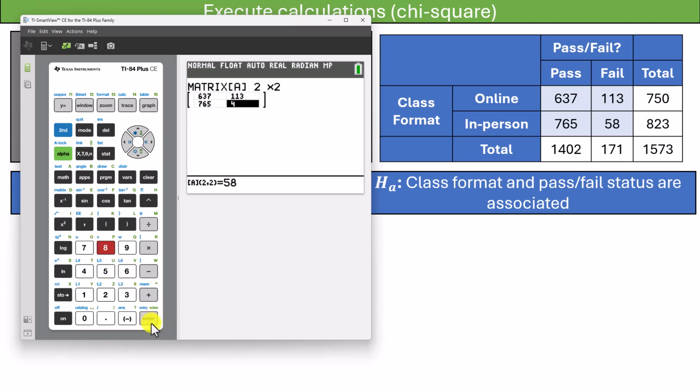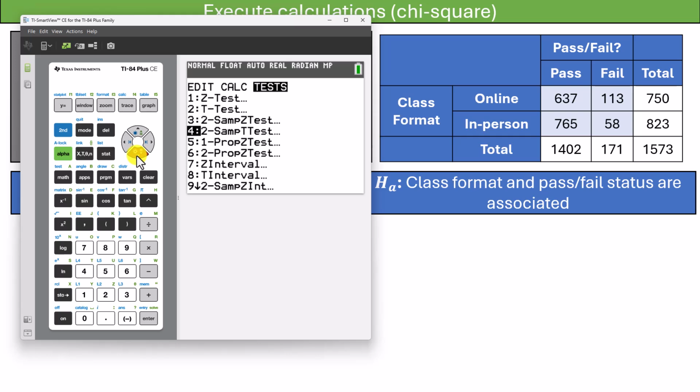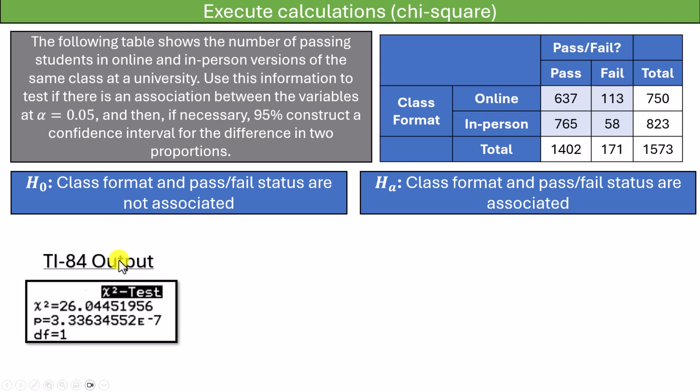Okay, I don't have to put in any of the totals. I just have to put in the inside of the table. And then I can go to stat, arrow over to tests, and then I can scroll down to the chi-square test. Here it is. I shouldn't have to change anything here. I can just go right down and calculate, and it's going to give me the information that I need, which I have also copied down here.